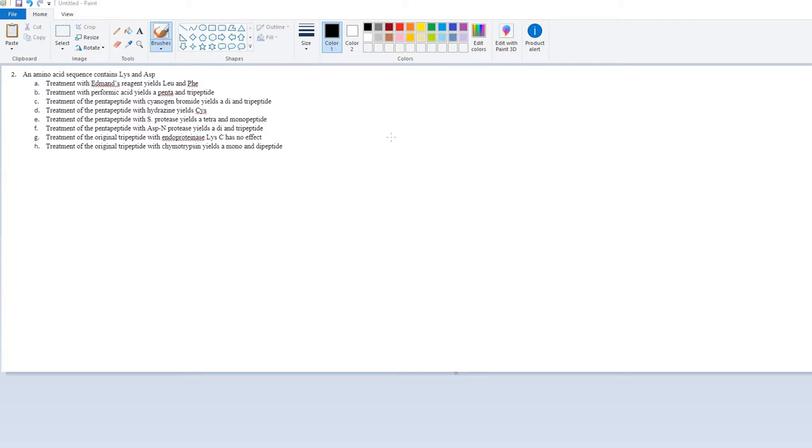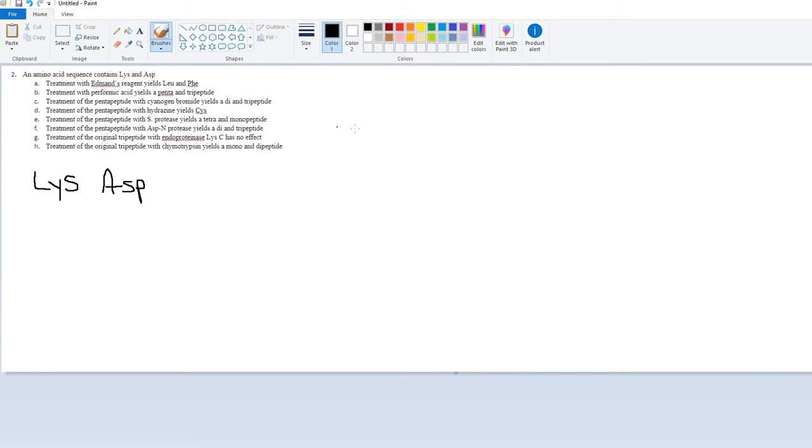Hey guys, I'm going to start problem 2 of the protein sequence problems, which is a little bit more complicated than the first. So we have an amino acid sequence that contains a lysine and an aspartate, so I'm going to write these over here so you can keep track. Alright, and then treatment of this with Edman's reagent yields leucine and phenylalanine.